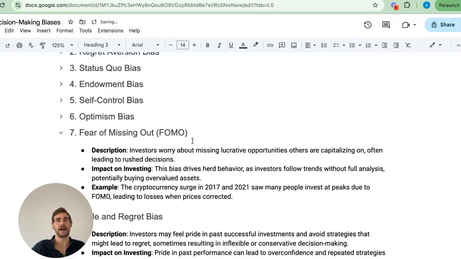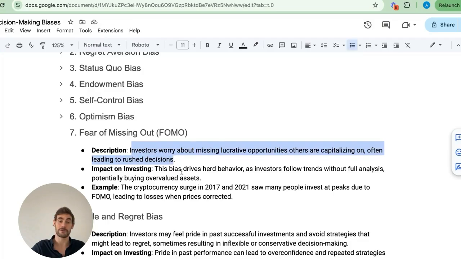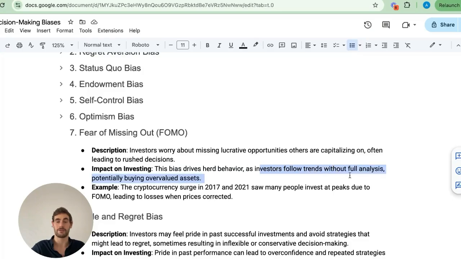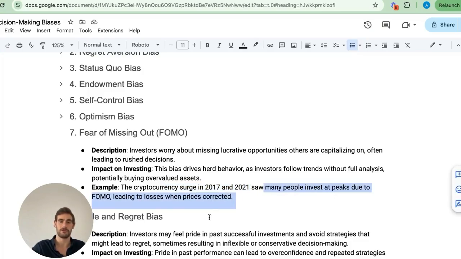The fear of missing out, very similar to the previous one, to be frank, is where investors worry about missing lucrative opportunities others are capitalizing on, often leading to rash decisions. The impact on investing is that this bias drives herd behavior, as investors tend to follow trends without full analysis, potentially buying overvalued assets. In the cryptocurrency surges of 2017 and 2021, so many people invested at peaks due to FOMO, leading to losses when prices corrected.